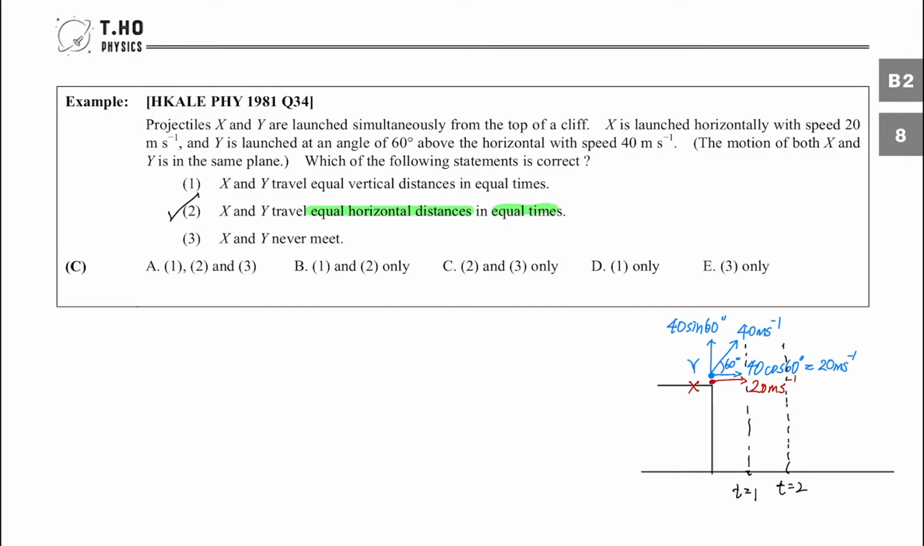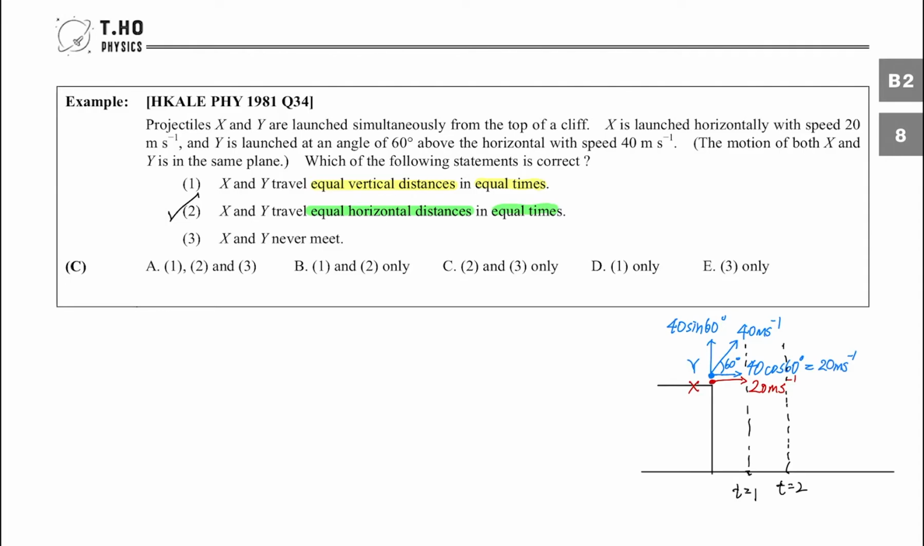Secondly, let's look at statement 1. Statement 1 says that X and Y travel equal vertical distance in equal time. So let's look at the vertical motion of these two projectiles. We will see that X is traveling horizontally, so it does not have a vertical velocity at the beginning. And Y is traveling at an angle, so we can see that Y has a component of velocity going upwards. In other words, X is traveling horizontally, but Y is going upwards. So there is no way for them to have the same vertical distance.